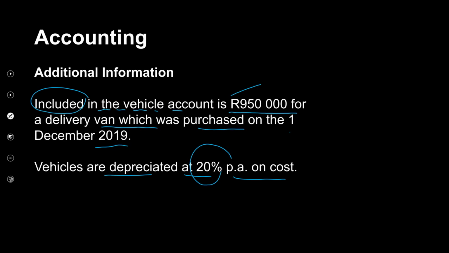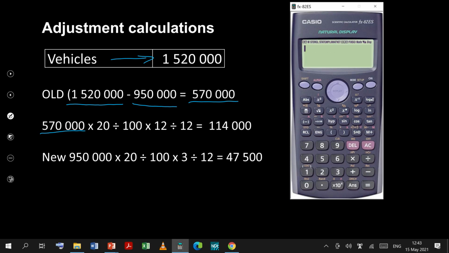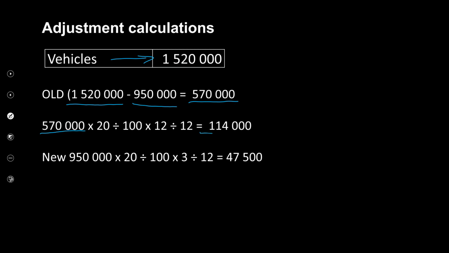How are we depreciating? We are depreciating on cost. So I know it's just the one figure that I need, namely the 570,000 times the 20%. Let's do that calculation. The 570,000 is your amount, your rate is 20%, times 12 divided by 12, that's the time, and that will give you a figure of 114,000 Rand. So that's my depreciation on my old vehicles.